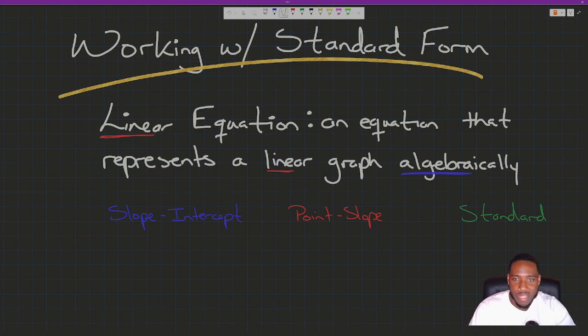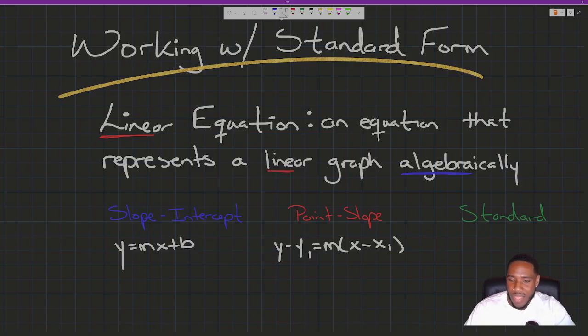Slope-intercept form, simply put, is y equals mx plus b. Point-slope is a little more complex: y minus y1 equals m times x minus x1. And standard form is written as ax plus by equals c.